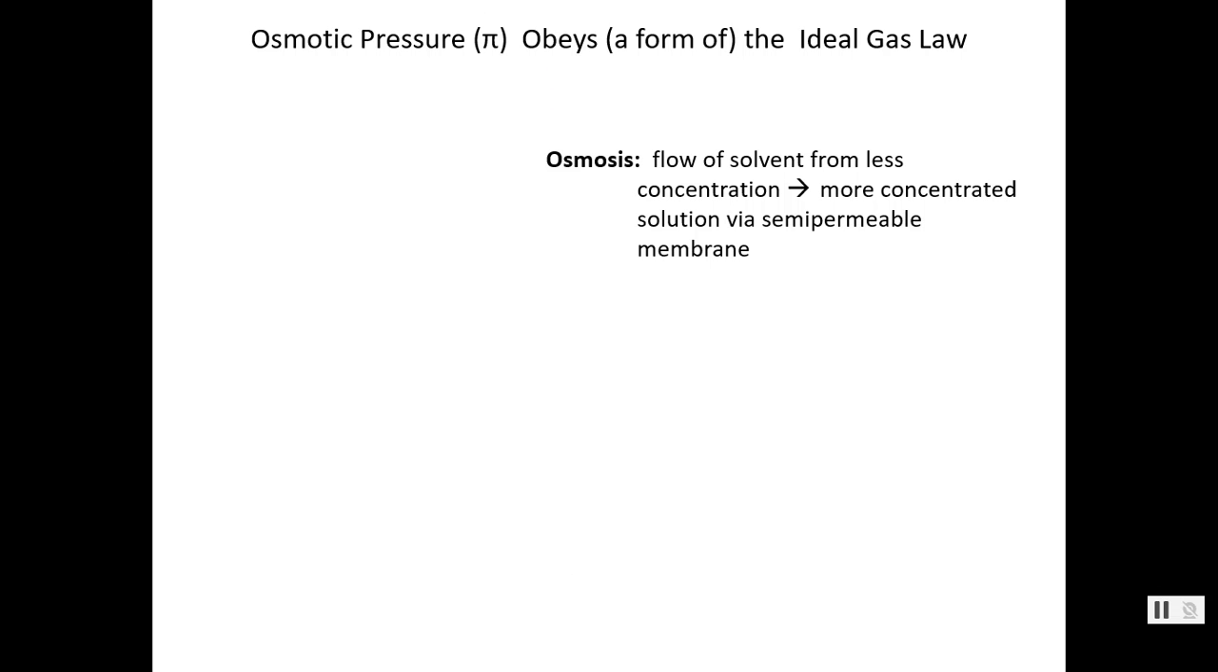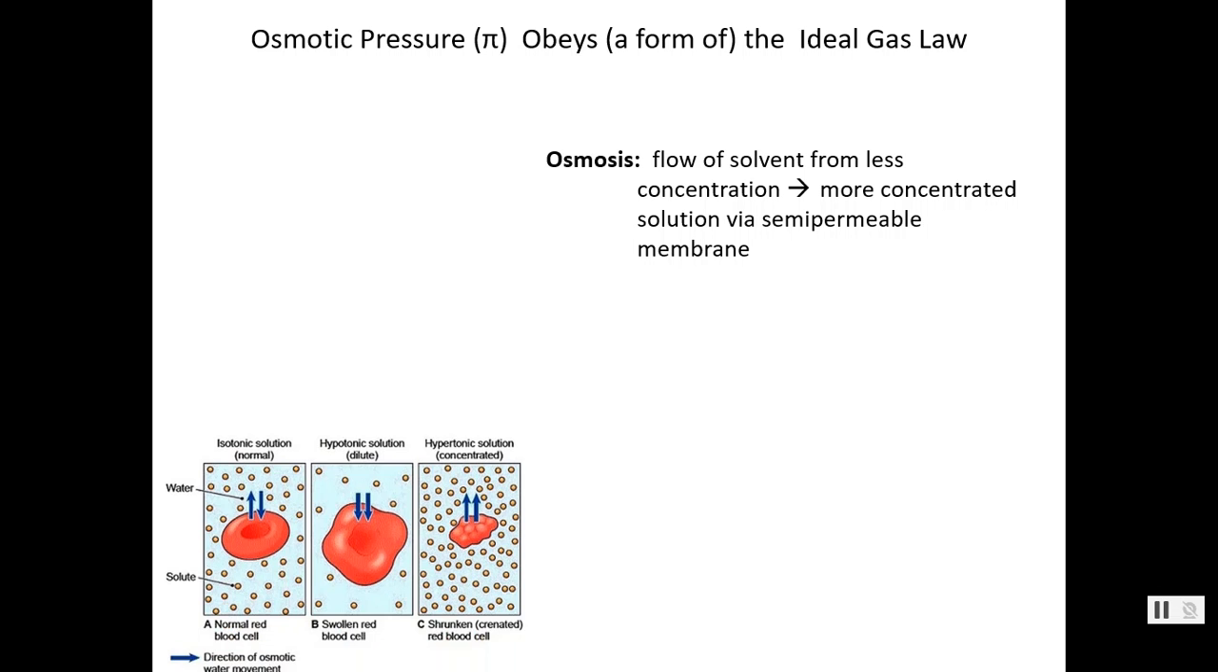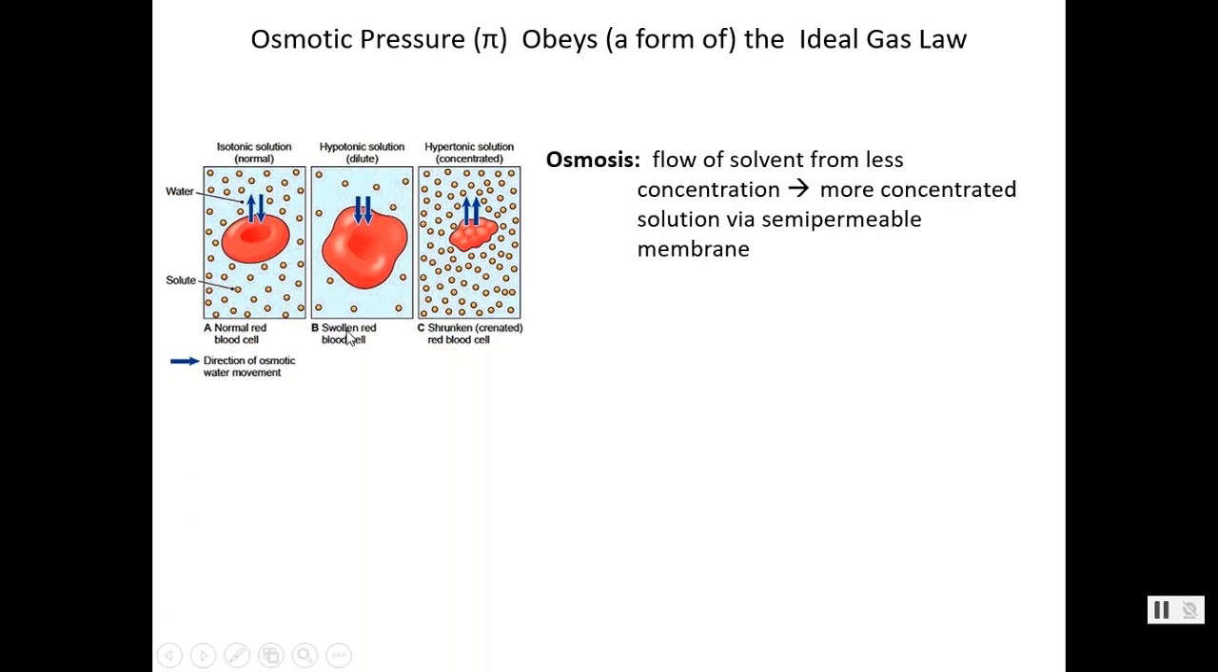So osmosis is a term you probably have been familiar with from a biology or physical science class. Osmosis is essentially the flow of solvent, liquid molecules, from a less concentrated area to a more concentrated area. And that flow of solvent occurs through a semi-permeable membrane. So osmosis happens all the time in our body, in our cells.